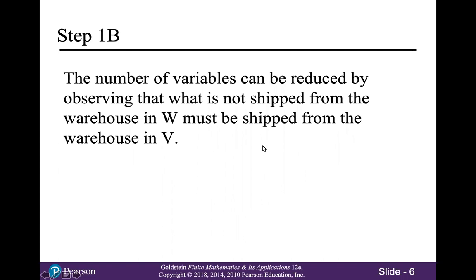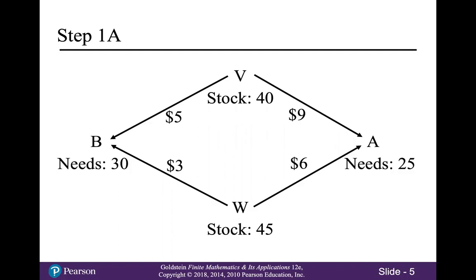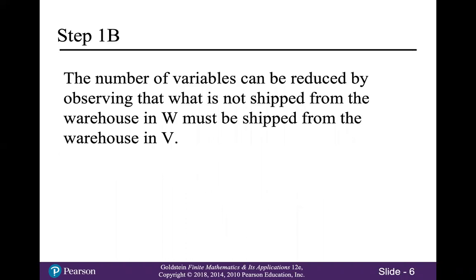All right, so before I go there, the answer to this question is going to come from, okay, how many TV sets are we going to send from V to B, from V to A, from W to B, and from W to A? So at first, it looks like I'm going to need 4 variables. However, the number of variables can be reduced by observing that what is not shipped from the warehouse in W must be shipped from the warehouse in V.